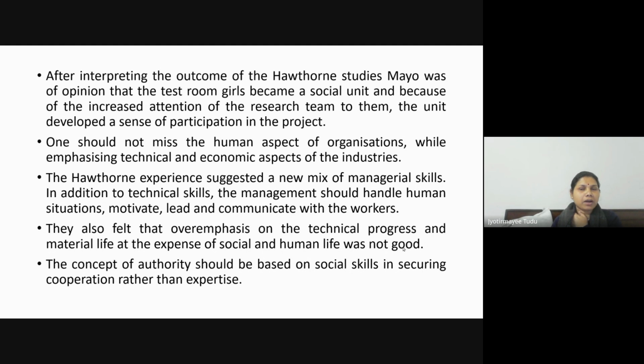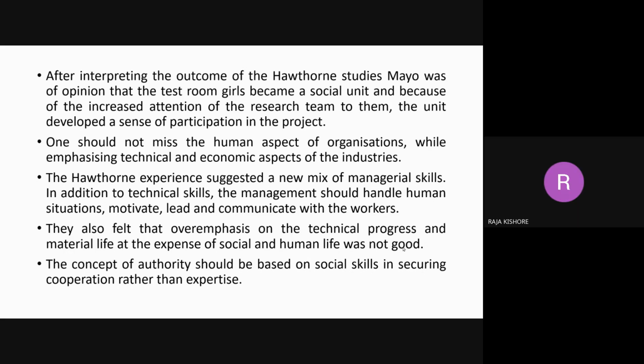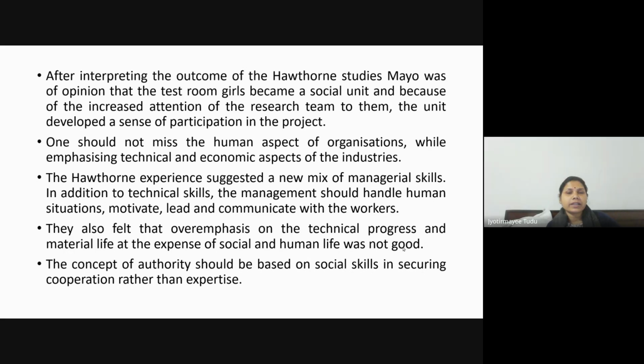He only talked about how, as a sense of participation came up among the girls, that led them to act as a social unit, and that's why they were successful in bringing the productivity.